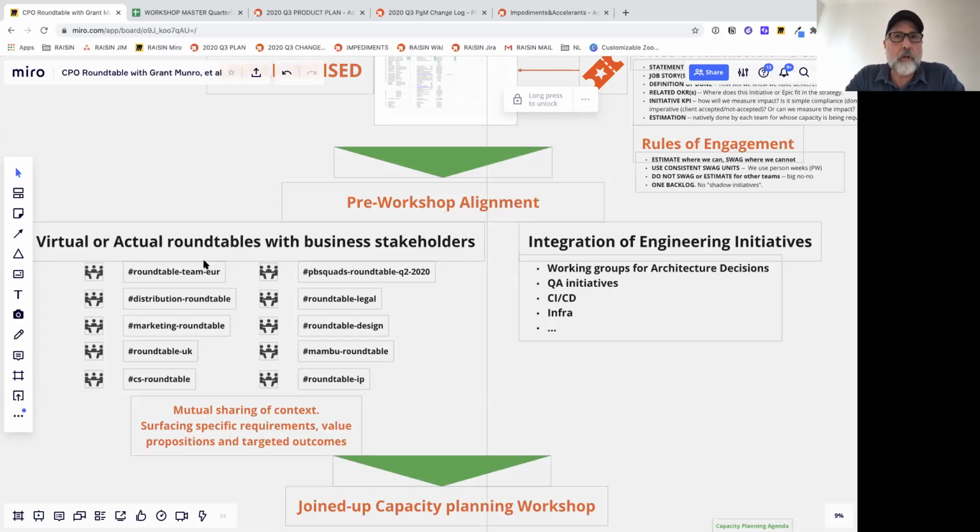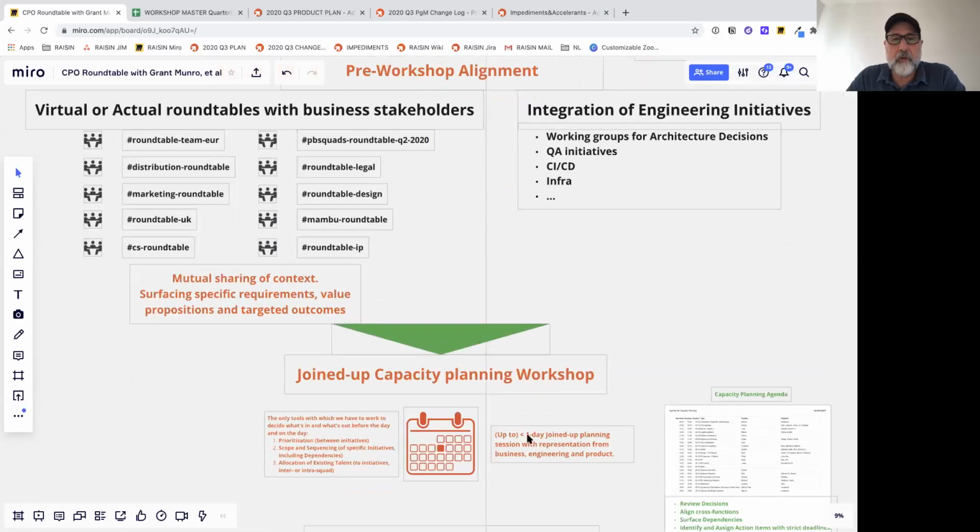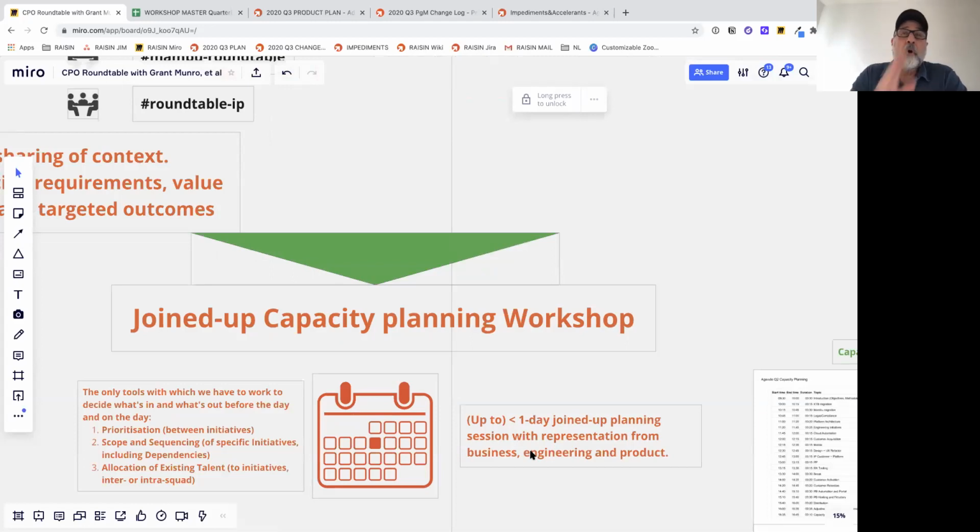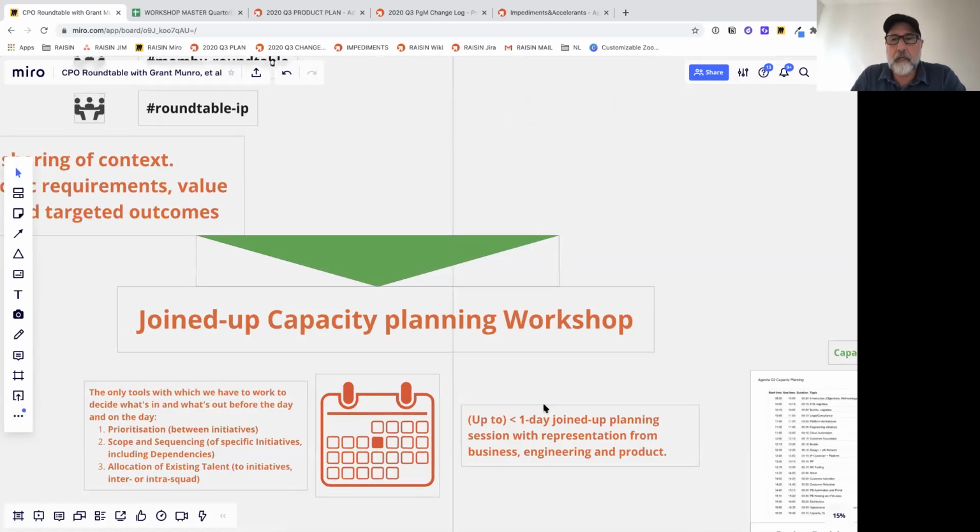And they can share their context as well, and we talk through what's important, why it's important, et cetera. We do the same thing with the engineering groups as well. And then we aim for a capacity planning workshop, which is less than 1 day. Over time, as you go cycle to cycle, it takes maybe 2 hours to do this. It gets very, very organic over time.